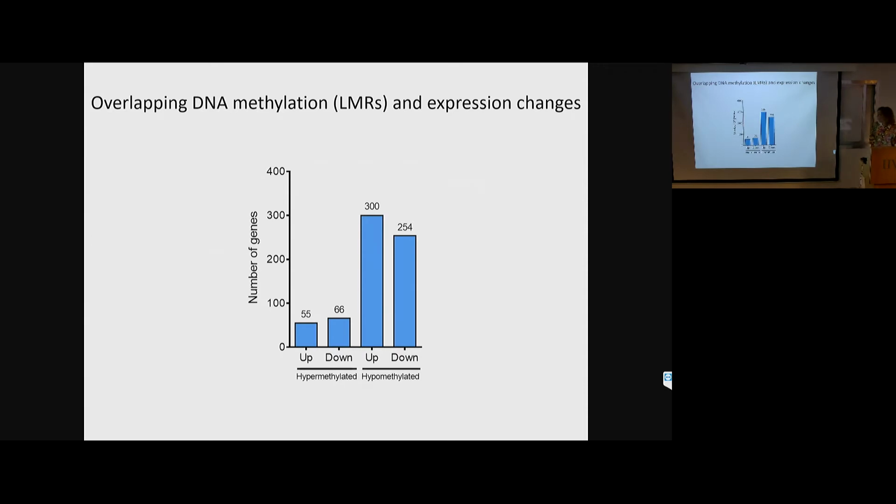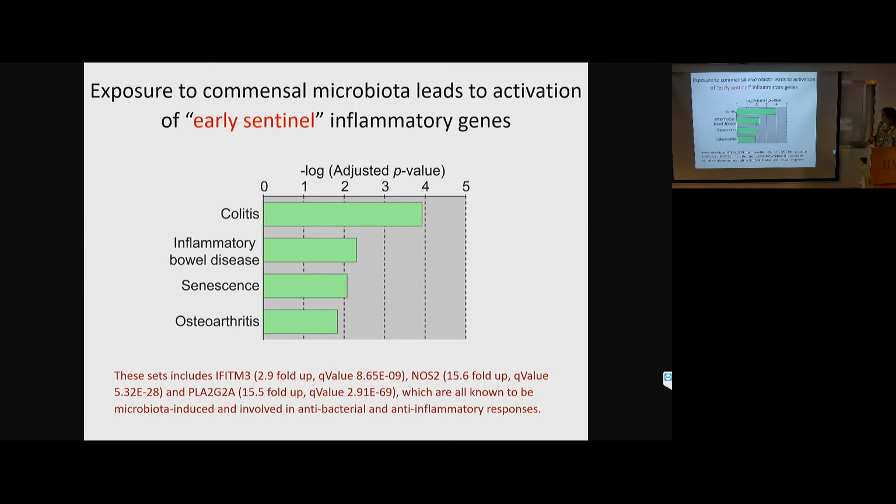So as I said, we concentrated on this group, which is the hypomethylated LMRs with genes that are upregulated. We asked, what do we get there? We were sort of surprised at the beginning that we get colitis and inflammatory bowel disease. I want to stress for you that we compare GF to CNV. No inflammation whatsoever. And still we get colitis and inflammatory bowel disease.